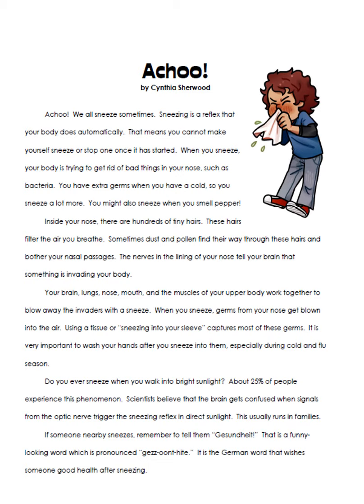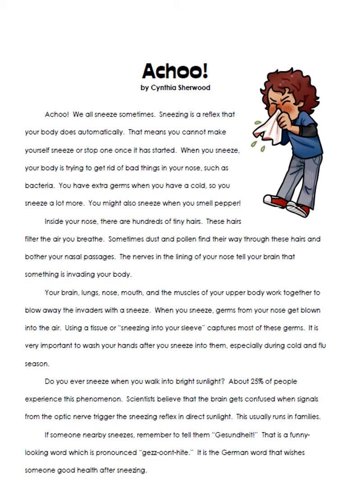Achoo! By Cynthia Sherwood. Achoo! We all sneeze sometimes. Sneezing is a reflex that your body does automatically. That means you cannot make yourself sneeze or stop one once it has started. When you sneeze, your body is trying to get rid of bad things in your nose, such as bacteria. You have extra germs when you have a cold, so you sneeze a lot more. You might also sneeze when you smell pepper.